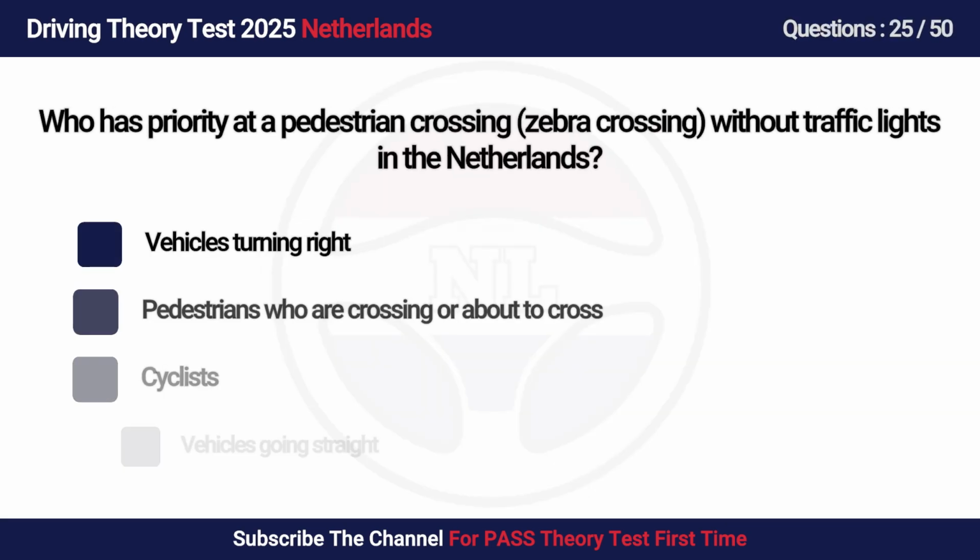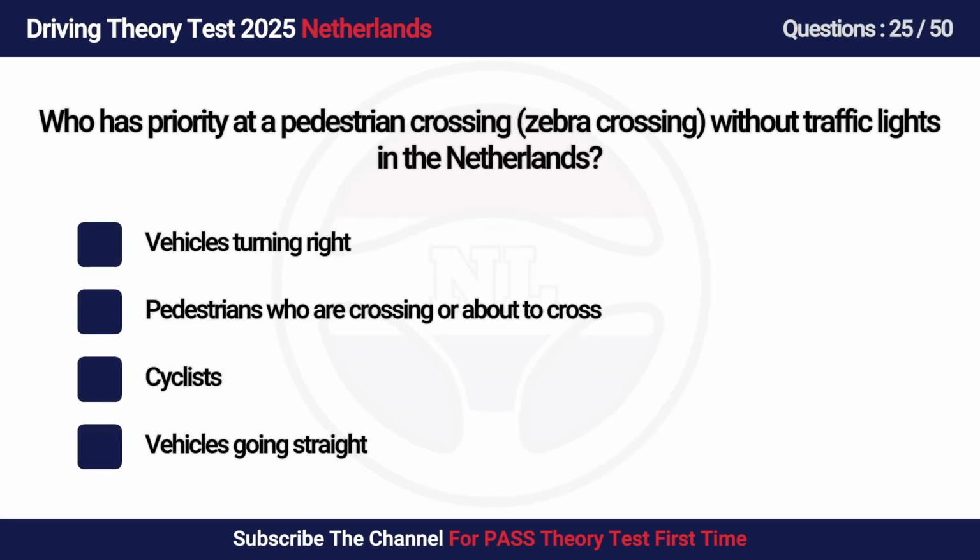Question 25. Who has priority at a pedestrian crossing, a zebra crossing without traffic lights, in the Netherlands? A. Vehicles turning right. B. Pedestrians who are crossing or about to cross. C. Cyclists. D. Vehicles going straight. Answer is B. Pedestrians who are crossing or about to cross.